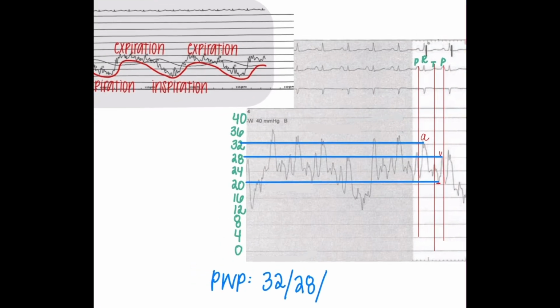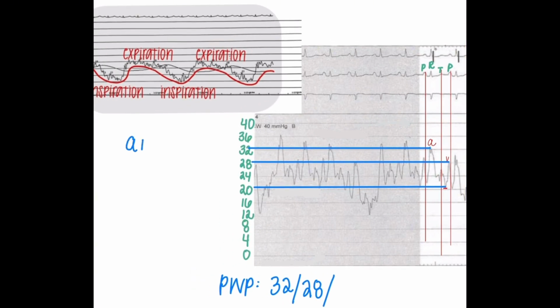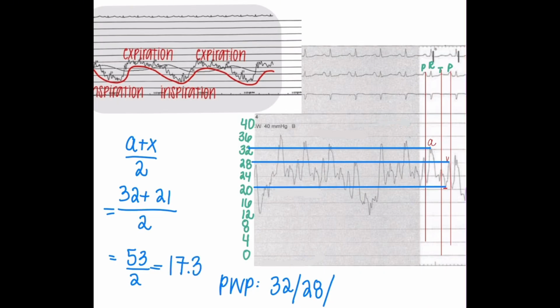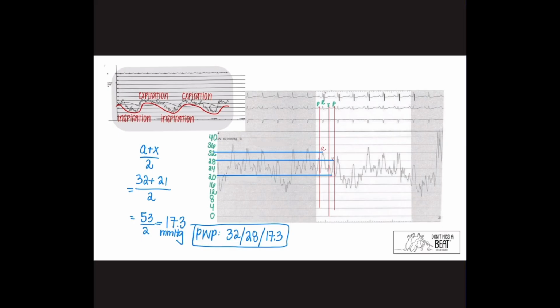And then the mean we have to calculate, right? We're going to use A plus X over 2. So A was 32 plus the bottom of the X descent, we're saying is 21, over 2. So that's 53 divided by 2 is, not doing that in my head, 17.3. And remember, millimeters of mercury. So that is your reported pulmonary capillary wedge pressure.